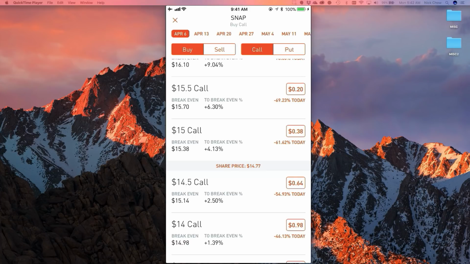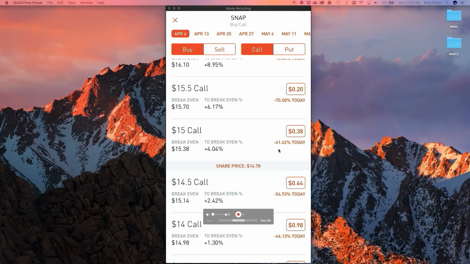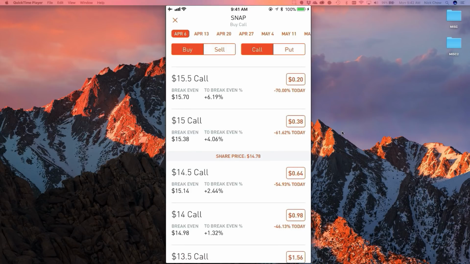This is mainly for an example, not to show you that I'm going to make money or not going to make money on it. As you can see here, the share price is currently $14.78. So anything below here is in the money, and anything above here is out of the money. I'm not going to go into too much detail. I'll do some more videos, and I have other option videos out as well that break down the basics of options and get you familiar with in the money, out of the money, calls and puts.